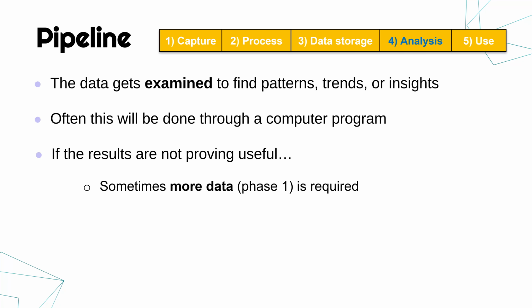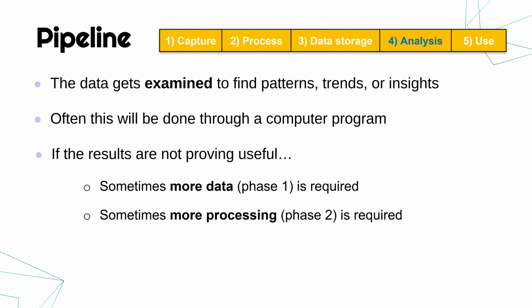This could be because you need more data sometimes. It's not got enough to look at. The patterns aren't obvious in the data you've got currently. So you might have to iterate and repeat phase 1 again. Also, you might need to do some more processing on the data, which is phase 2, to make it useful. Computer programs need data in a very consistent format. Perhaps your work so far in phase 2 wasn't quite enough, so you might have to iterate that as well.